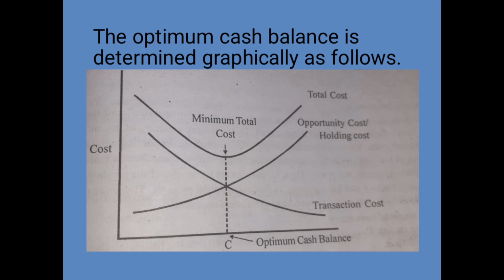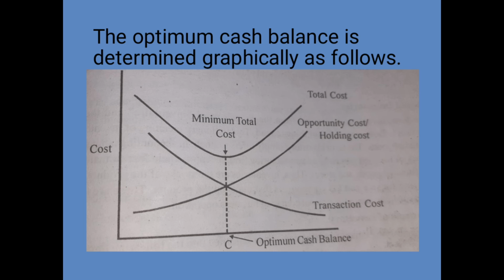We can see here the total cost is decreasing to a certain point, and from this point the total cost is increasing. Right, so here the optimum cash balance is that point at which the total cost is minimum.